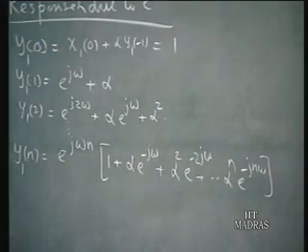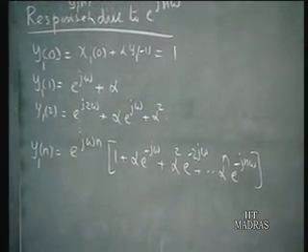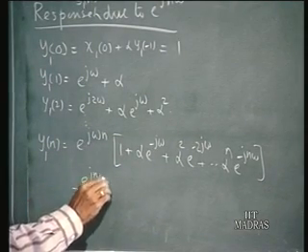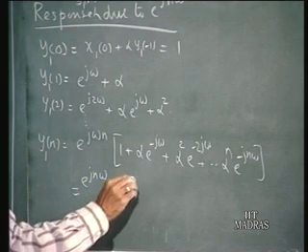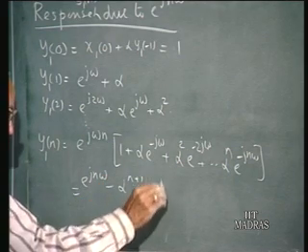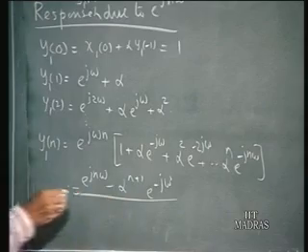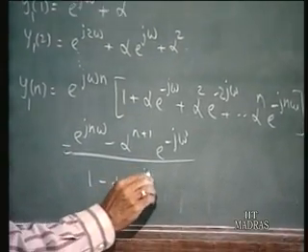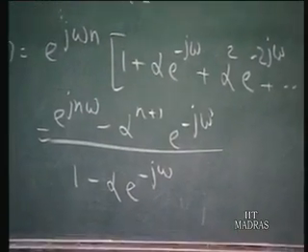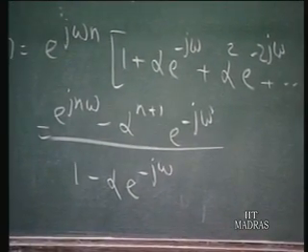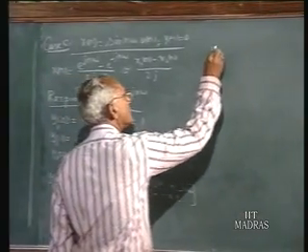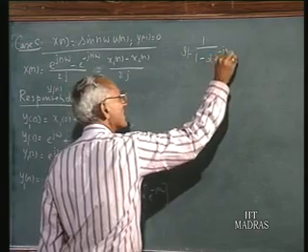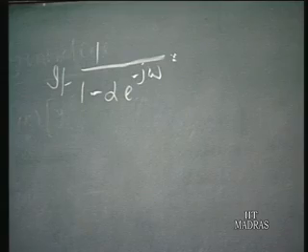This can be shown to be the general expression for y1[n], and I can show this further to be equal to (e^{jnω} − α^{n+1} e^{−jω}) divided by (1 − α e^{−jω}). Now, it is a little messy, but the procedure is straightforward. Now, 1 over (1 − α e^{−jω}) is independent of n, of course.